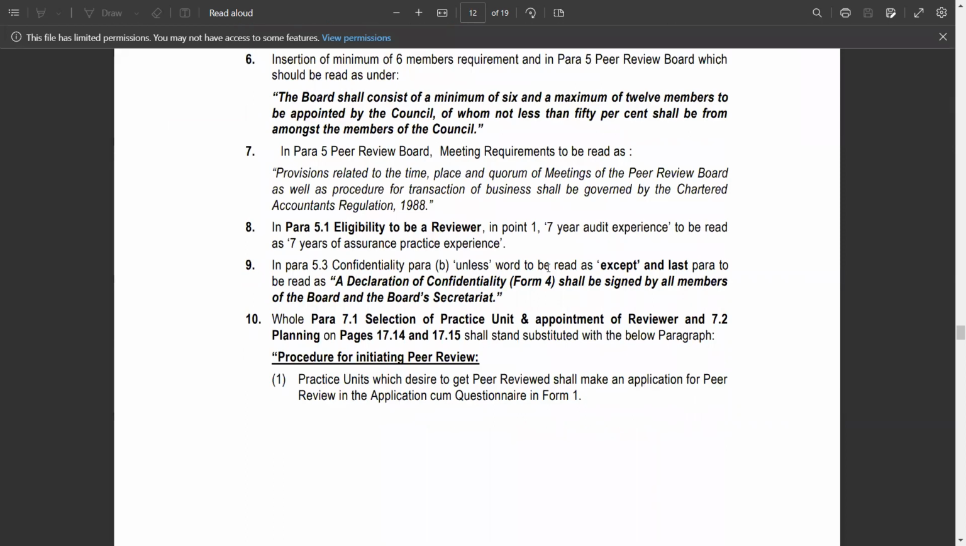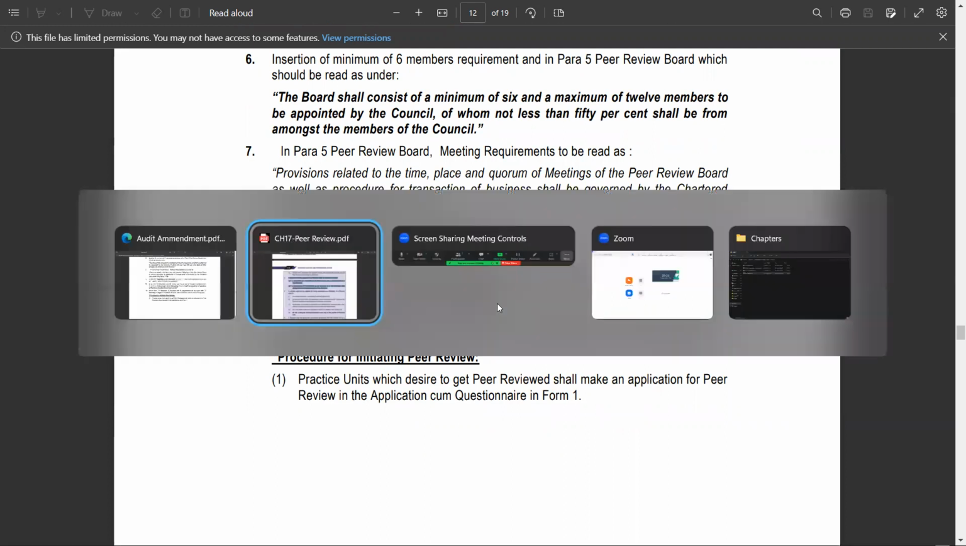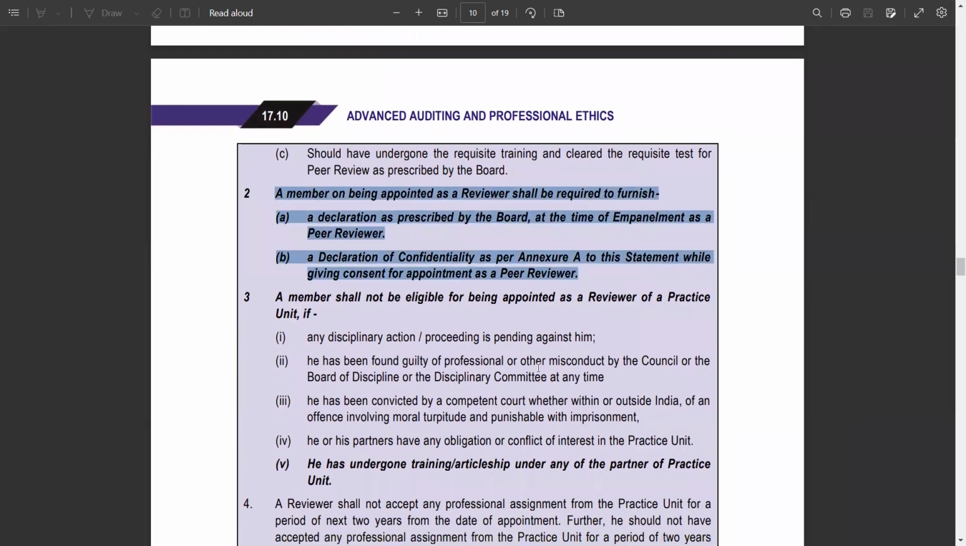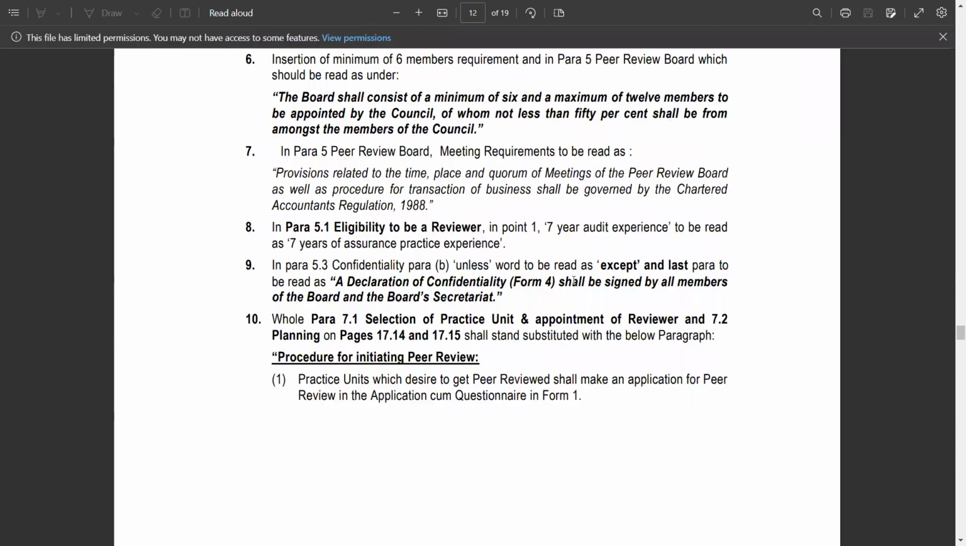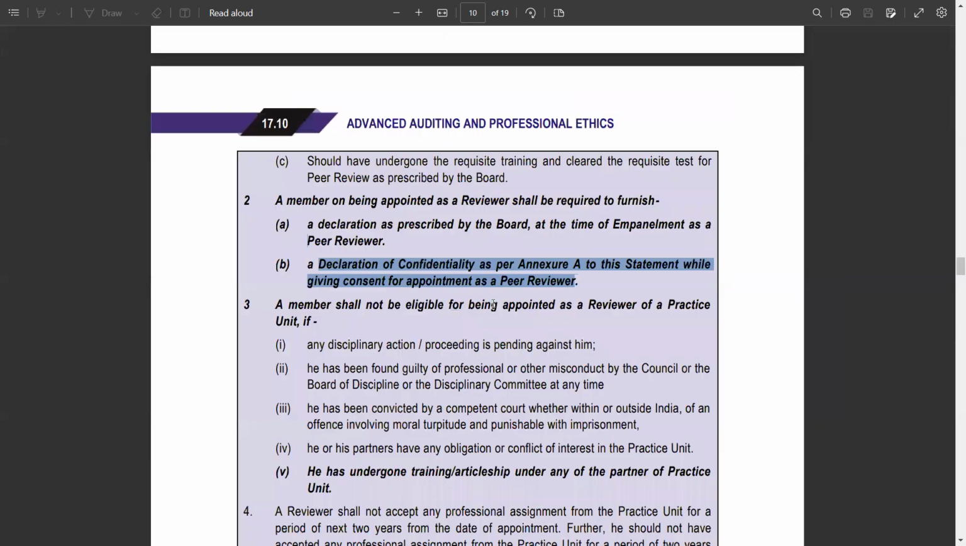The word 'unless' is to be read as 'except', and the last para is to be read as: a declaration of confidentiality shall be signed by all members of the board and the board secretariat, not just the peer reviewer, but the whole board and its secretariat. And a declaration as prescribed by the board at the time of empanelment of the peer reviewer.